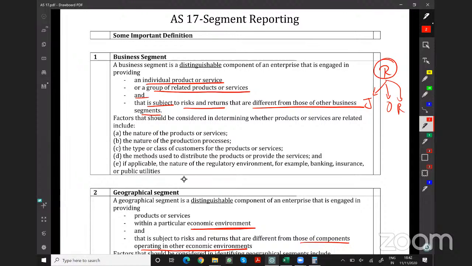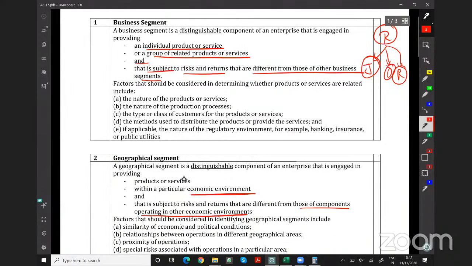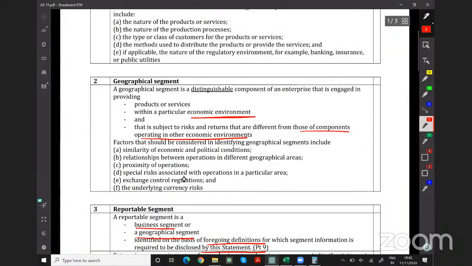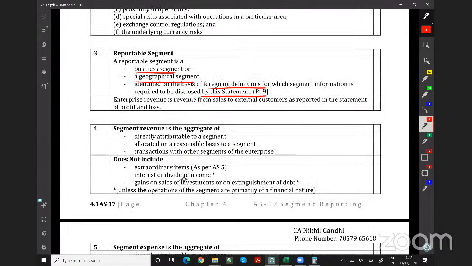As per which accounting standard? As per accounting standard 70. So for Geo, what is their revenue? For oil, what will be the revenue? And for retail, what will be the revenue? So segment revenue is an aggregation, meaning the total of what is directly attributable to that segment.